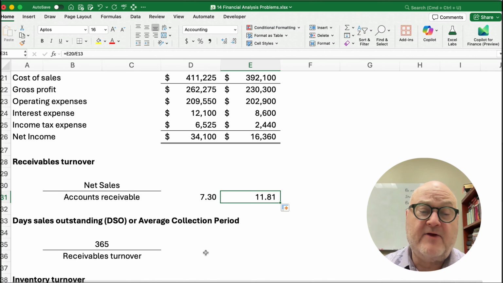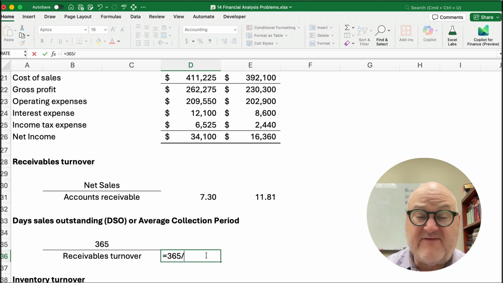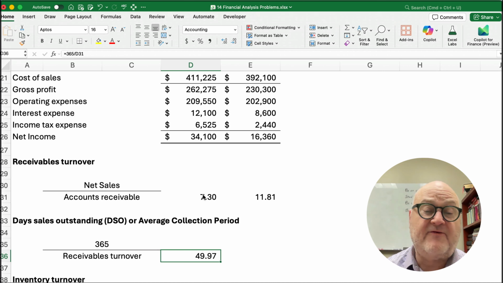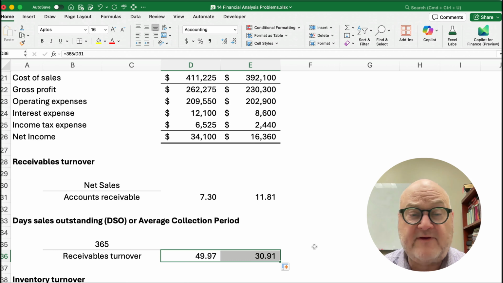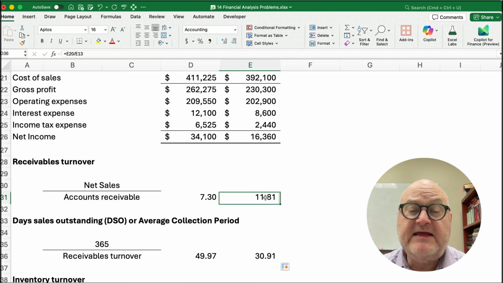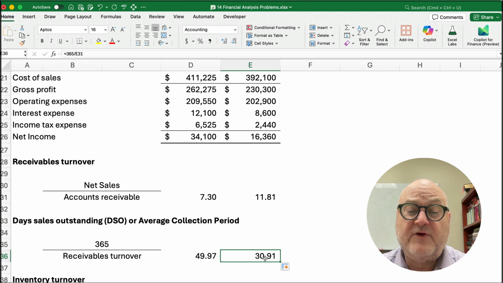Now, let's compare it the other way. We can take a year, 365, divided by the receivables turnover. So 365 divided by that 7.3 says we collect about every 50 days. And let's see, about the year before, we collect about every 31 days. Would you like to collect your money on average in 31 days or in 50 days? Well, 31 days, obviously you'd like to have your money faster. So these two are better. The receivable turnover is higher, or the days sales outstanding is fewer days.